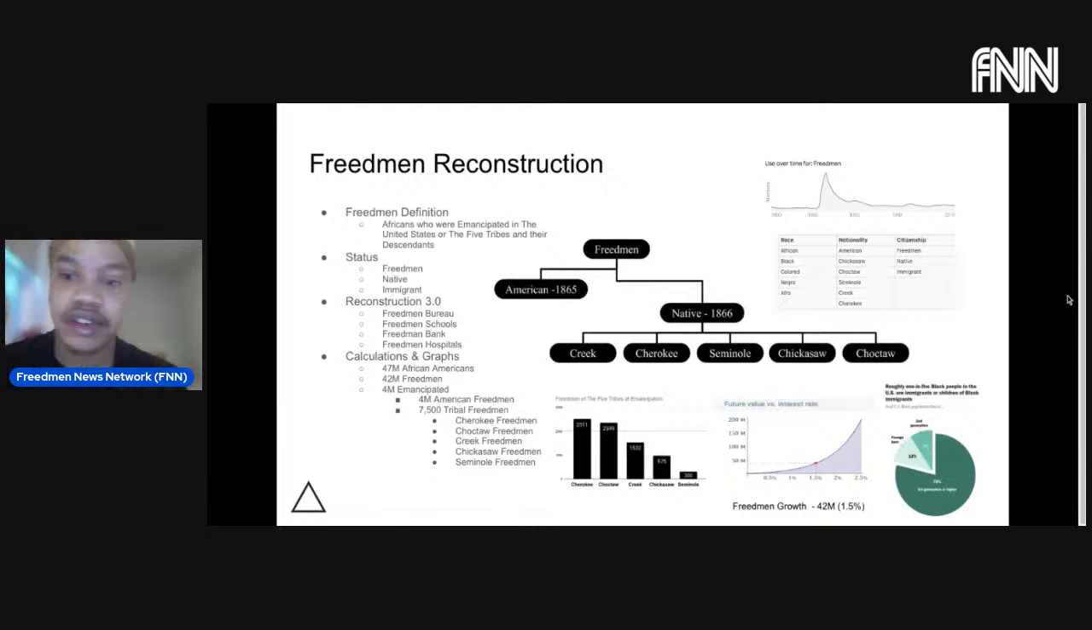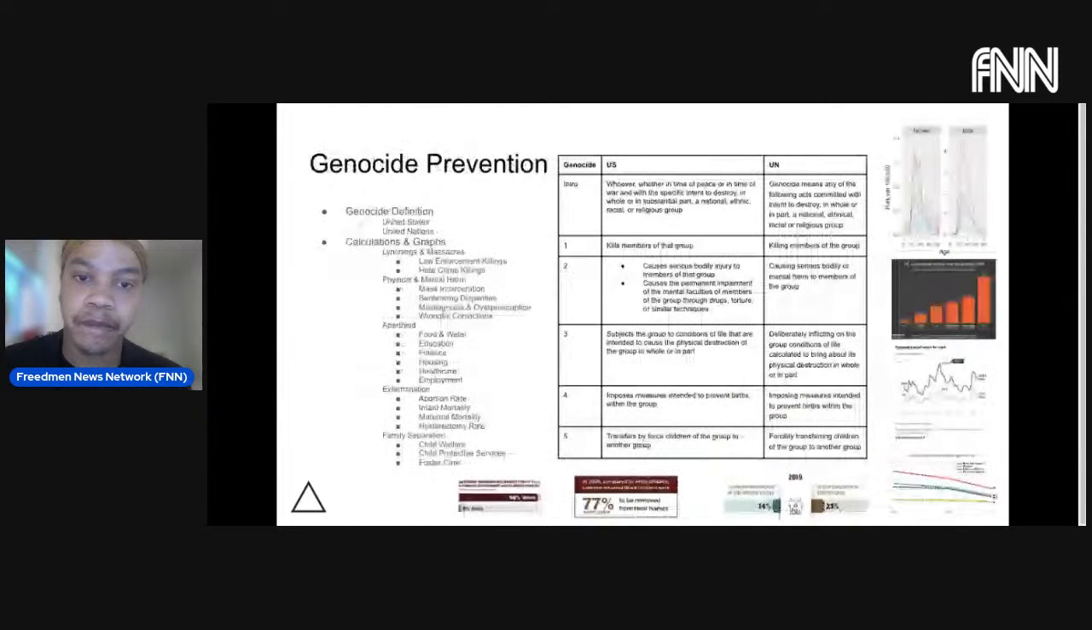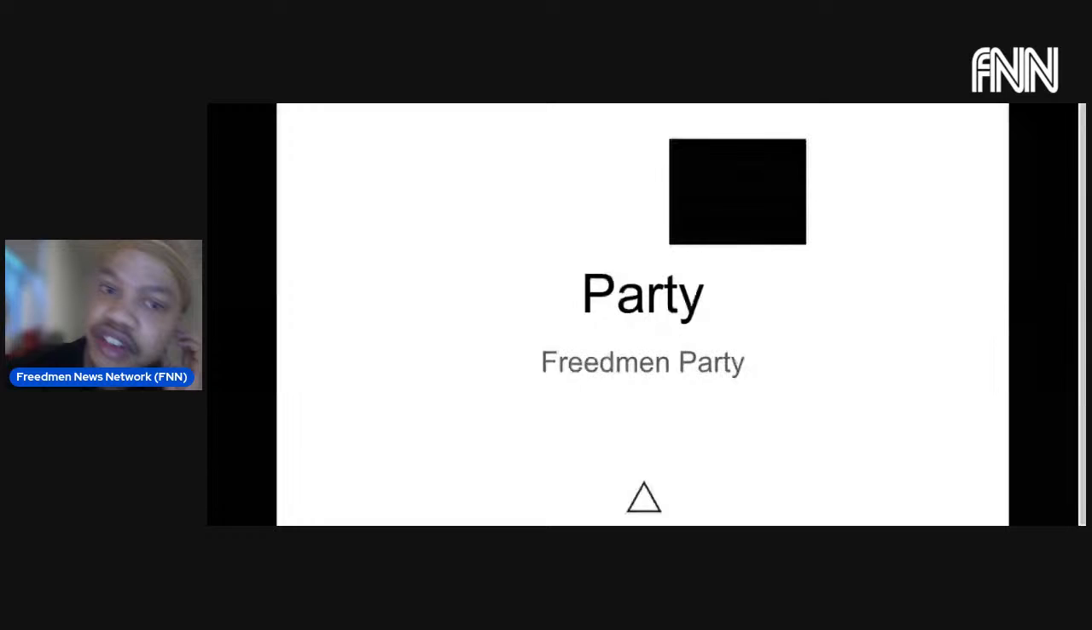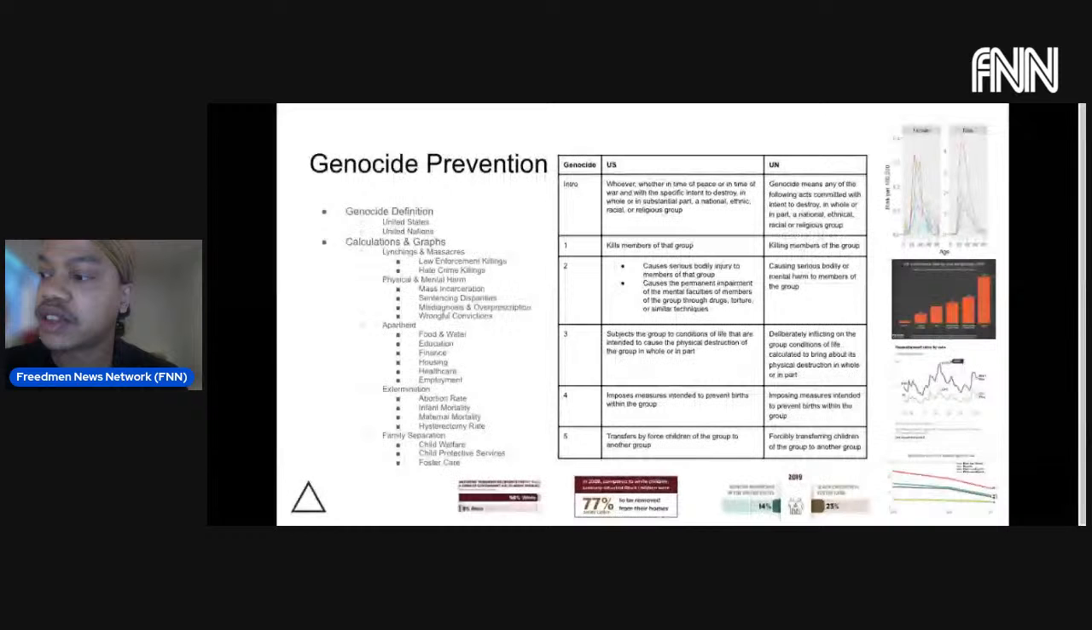Now, last but not least, in terms of policy, is genocide prevention. Going back one slide, my bad. For genocide prevention, we put together two definitions: the United Nations definition of genocide and the U.S. definition of genocide. And the U.S. is based on the UN definition of genocide. That's why they're virtually identical.